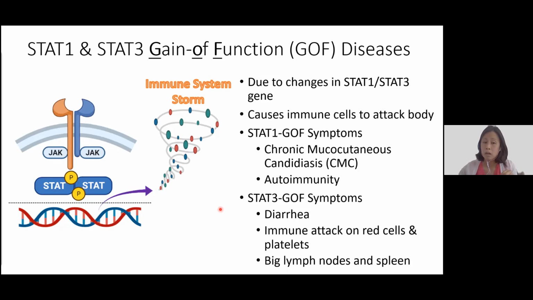And these patients also can develop big lymph nodes and spleen, or splenomegaly, because the immune system is so active and it's just growing, growing, growing uncontrollably. So these are some of the different types of symptoms that can be seen in either STAT1 gain of function or STAT3 gain of function patients.